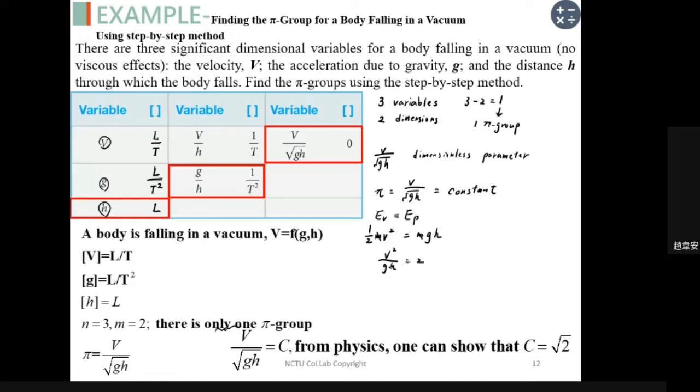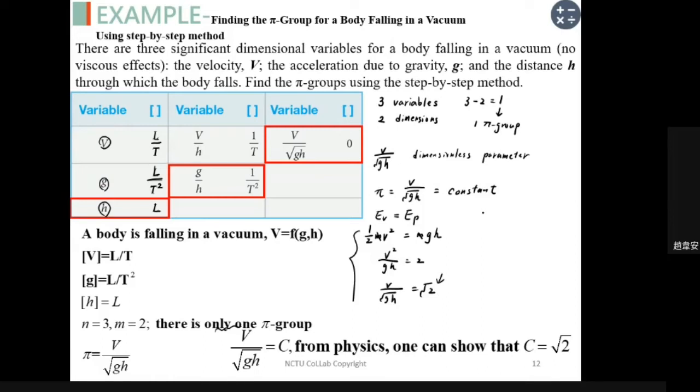So you compute the root. So v divided by the root of gh is equal to root 2. So based on the physical ideas, we can directly compute the constant coefficient for these problems. So we directly know that the coefficient is root 2.